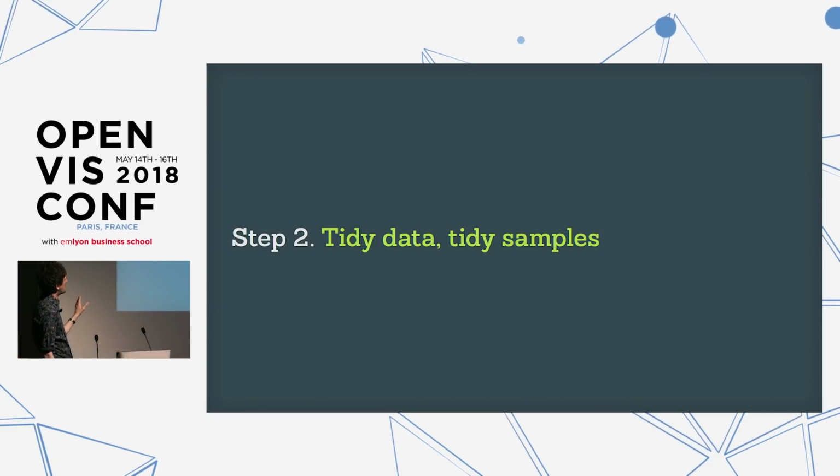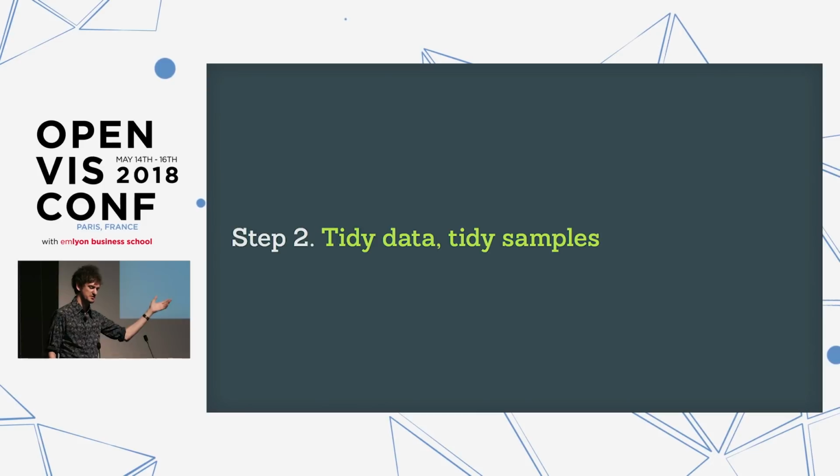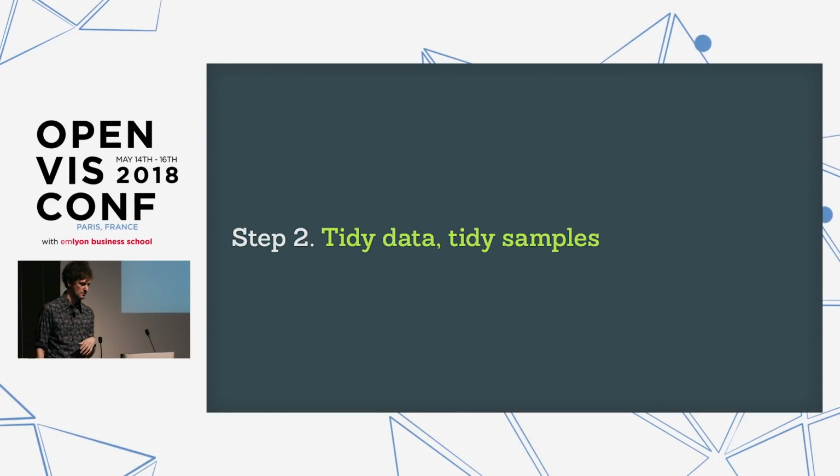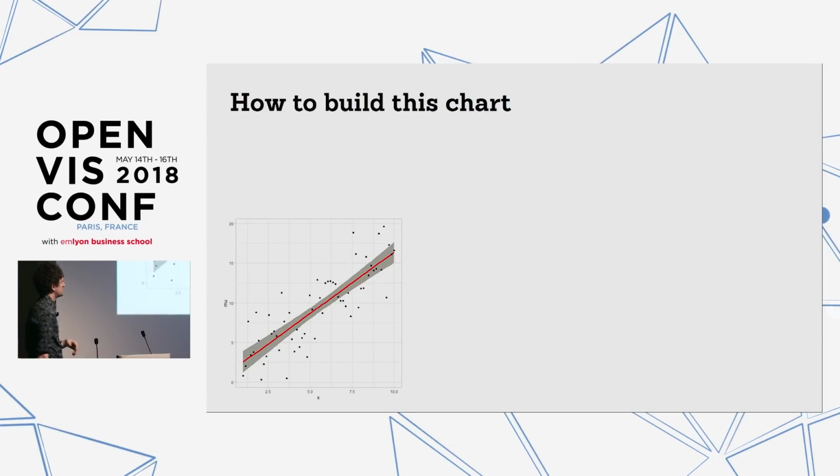So we have our posterior samples that represent our uncertainty. Now the problem is we want to visualize them in useful ways. We want to make some of those interesting visualizations of uncertainty, and we don't want to spend all of our time munging data to do it. So let's actually start and just try to build this chart in the bottom left-hand corner. So how are we going to do that?